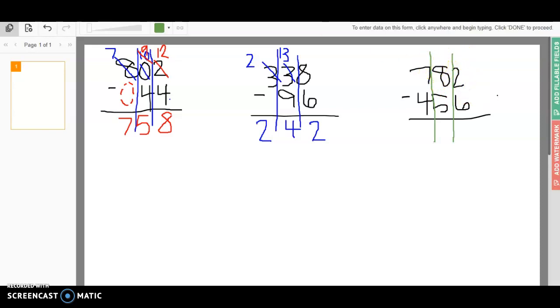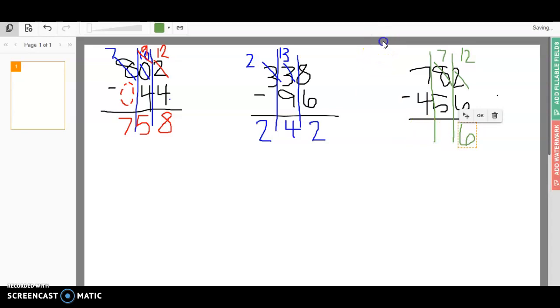So I'm going to come over here. I'm going to break my 10s. So now instead of 8 10s, I have 7 10s. And I know 1 10 is the same as 10 ones. So I'm going to take my 10 ones plus the 2 ones I already had, and it's going to be 12. Okay, now I can subtract. So I have 12 minus 6, which gives us 6. That's right, 6. 12 minus 6 gives us 6.